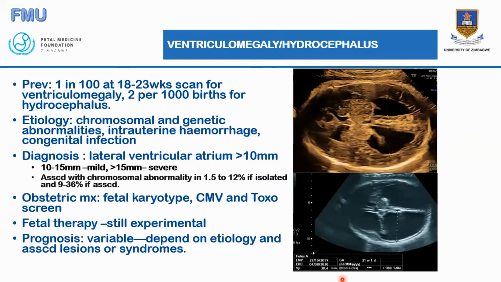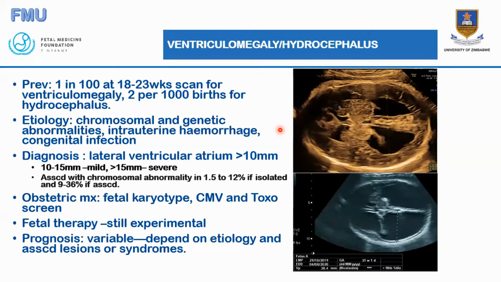Not all abnormal enlargement of the ventricles, or ventriculomegaly, is hydrocephalus. Hydrocephalus is only given if you highly suspect that there is an obstructive pattern to the abnormal dilatation of the ventricles. This condition is very common. It's 1 in 200 at 18 to 23 weeks.